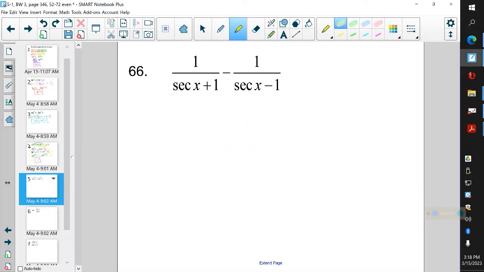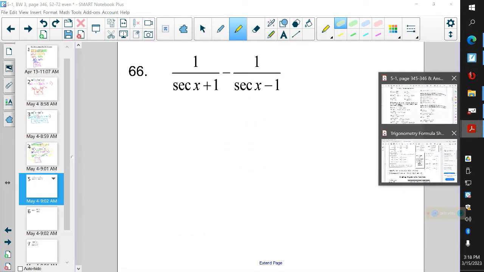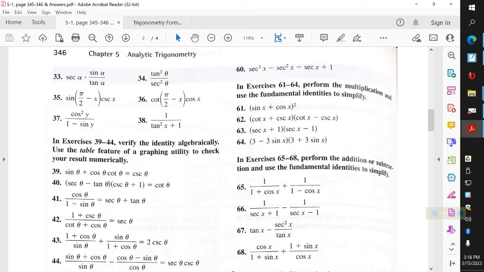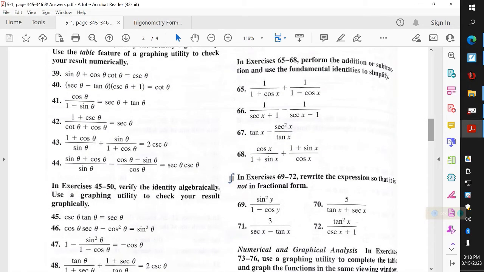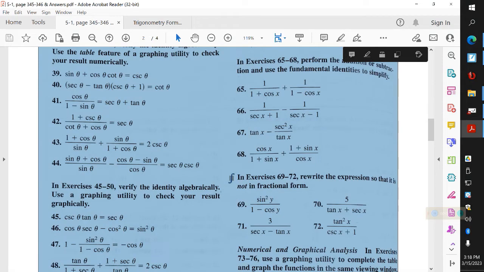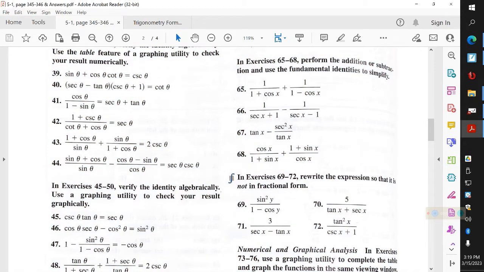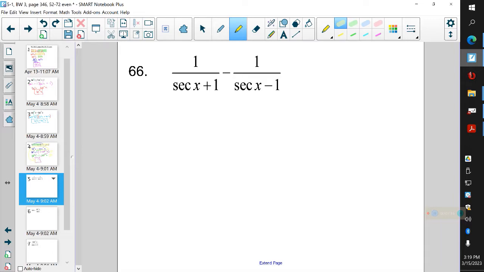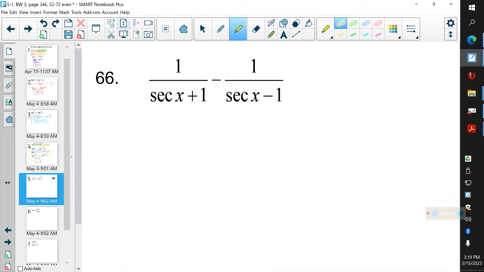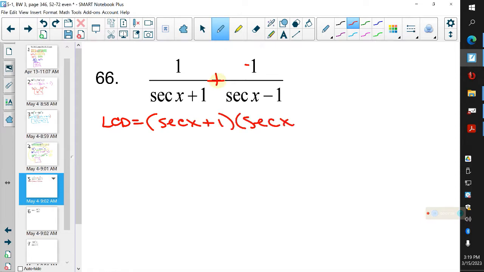Next, number 66. Number 66 says to perform the addition and the subtraction and use the fundamental identities to simplify. So when you are adding or subtracting two fractions, you have to get a common denominator. I do not love a subtraction. I prefer addition, so I'm going to make this a -1. I'm going to change a subtraction to addition. I need an LCD, and that is going to be each of these denominators attached together.